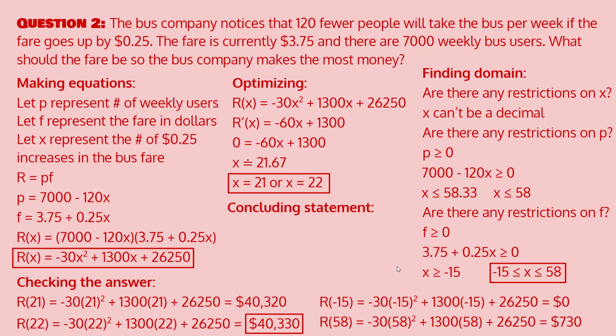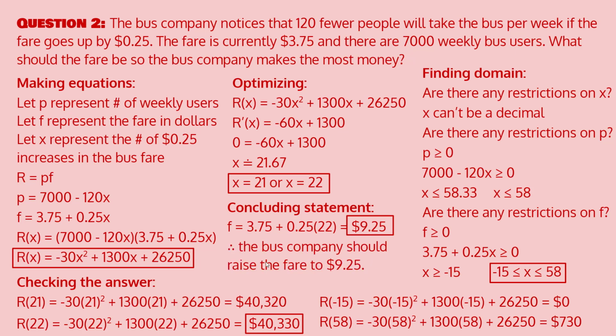So now let's make a conclusion. The question actually asks us what should the fare be. It doesn't ask us what is the revenue. So we have to do a little calculation here. We have an equation for the fare in terms of x. So if we sub in x is 22, we end up getting a fare of $9.25, which is a little bit more expensive than what I would want, but I guess it helps the bus company make the most money. So we can conclude, therefore, the bus company should raise the fare to $9.25 in order to maximize their revenue.